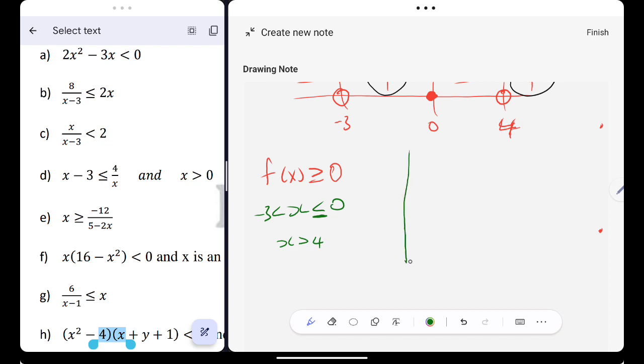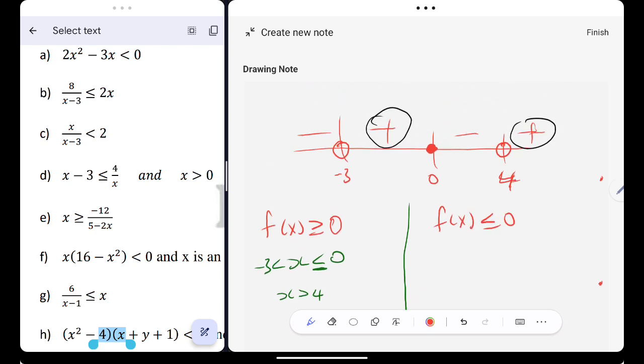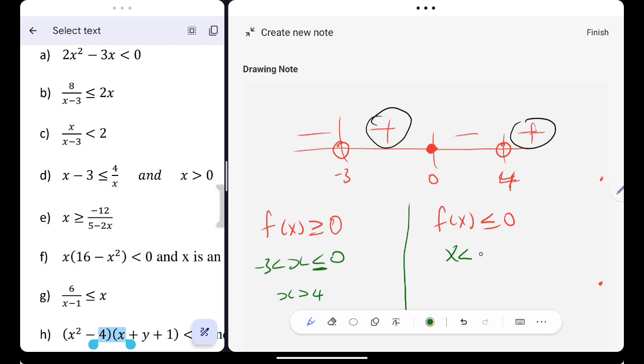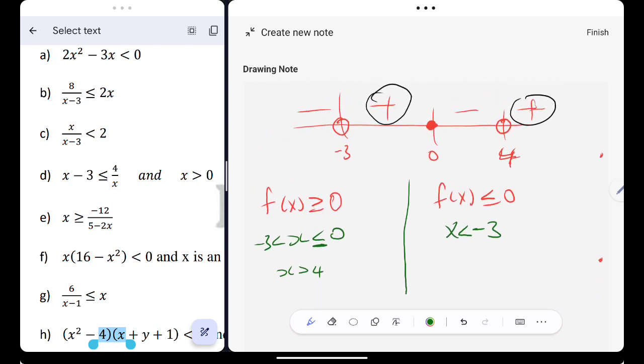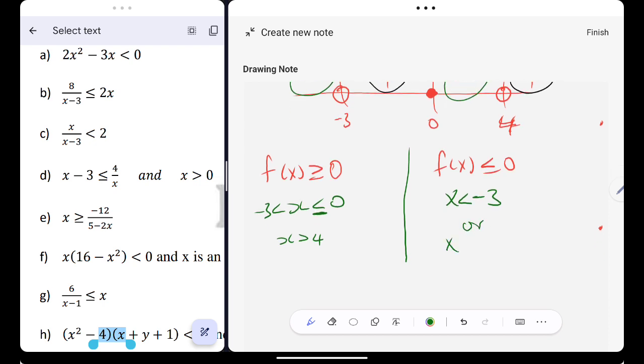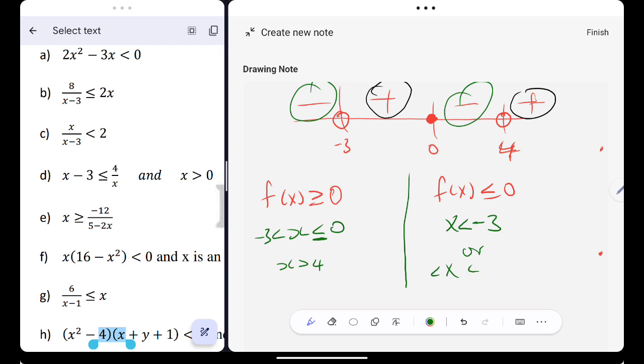Are you together? Or they can ask me to find the values of x when f of x is less than 0. Where do I see a negative on my number line? I can see it when x is less than -3, or I can also see it when x is between 0 and 4. However, the 0 is included. So you only need a number line to find the solutions. Are you together? Now let me show you how to find the number line.